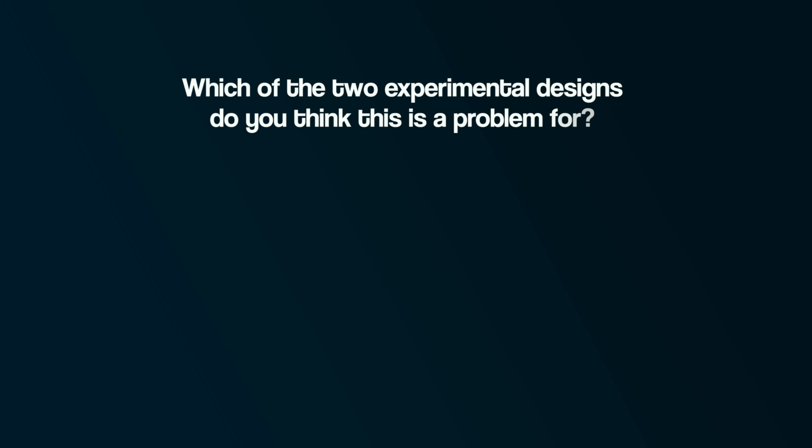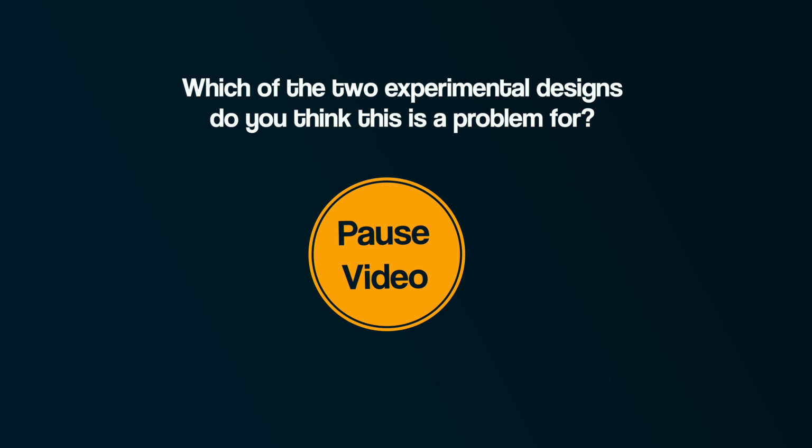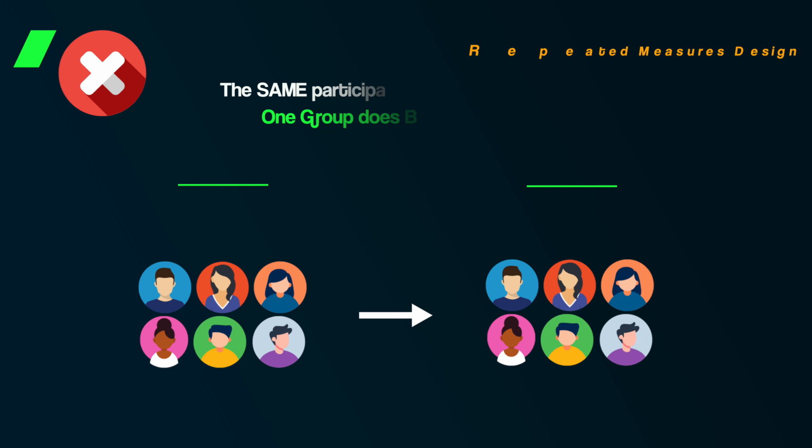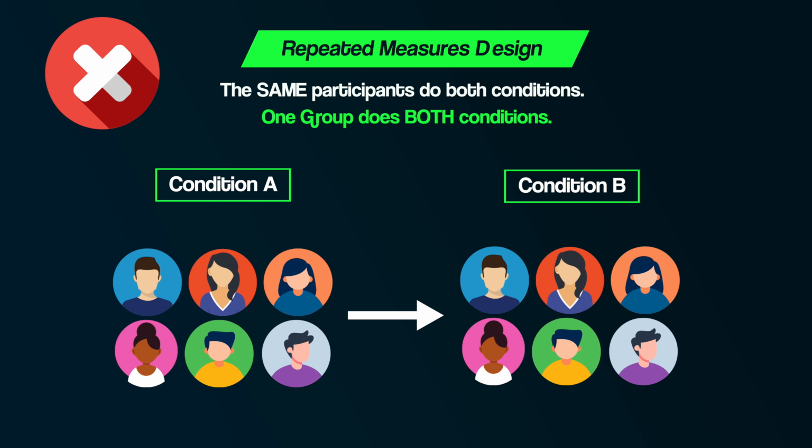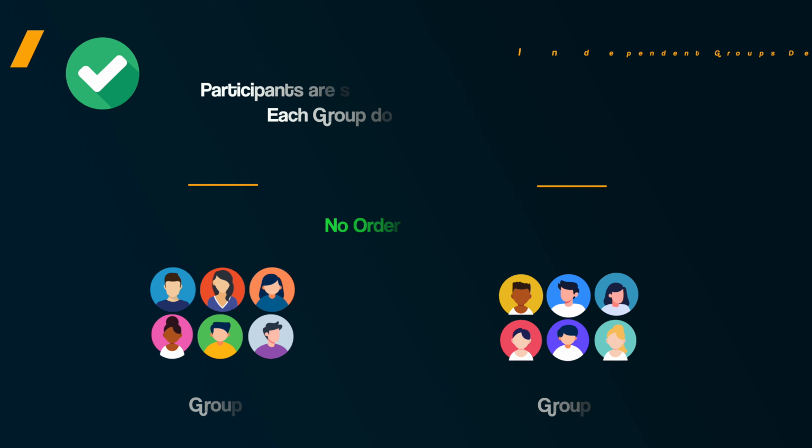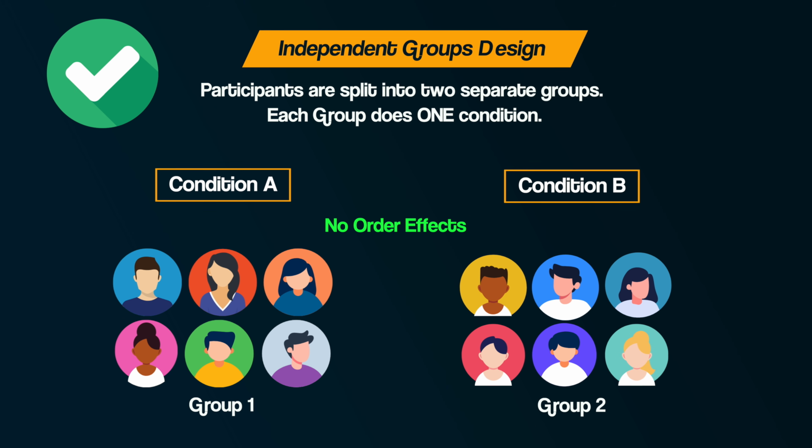So have a think, which of the 2 experimental designs we've looked at is this a problem for? The answer? Well, this is only a problem in repeated measures because participants do every condition. It doesn't happen in independent groups because participants only do one condition.